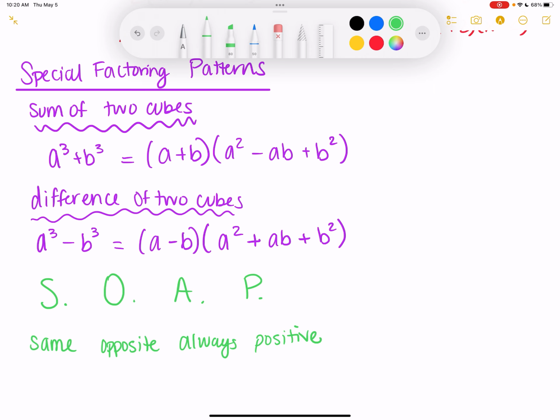Explain it again. Okay, same sign. Whatever the sign you start with, the first parentheses is always going to be the same sign. The second sign is going to be the opposite. So if you started with positive, it's going to be negative. If you start with negative, it's going to be positive. And then the last one is always positive.